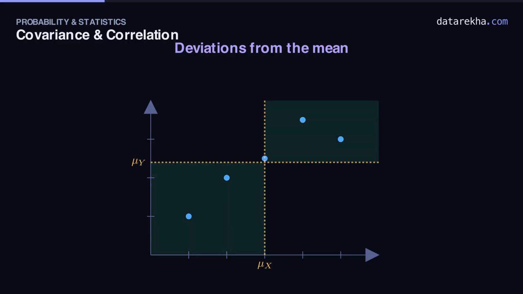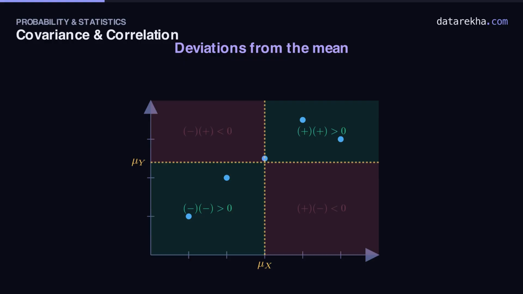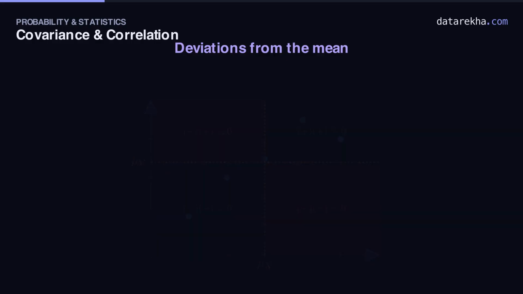Now the trick. In the upper right, a point is above average in both, deviations positive, so their product is positive. In the lower left, both are below average. Negative times negative is positive again. Those two quadrants push the score up, but the other two quadrants, above average in one, below in the other, give a negative product, and they push the score down. Covariance simply adds up all these sign products and averages them.